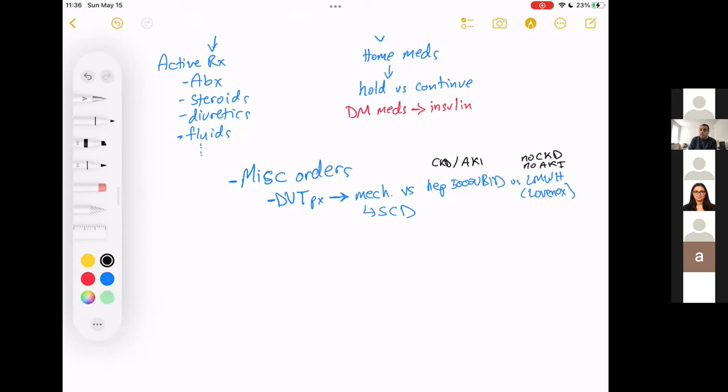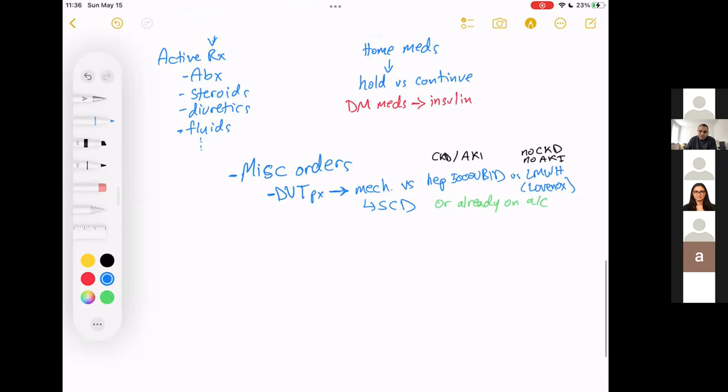The other thing, sometimes some people are already on prophylaxis. Who are these people that you don't need to put on either heparin, low molecular weight heparin, or SCDs? Who do you think? AFib. Yeah, why? Because these people are already on anticoagulation. So some people are already on anticoagulation. Done, you don't need to start them on anything. Some people are on apixaban, rivaroxaban, whatever. You don't need to start them on anything.